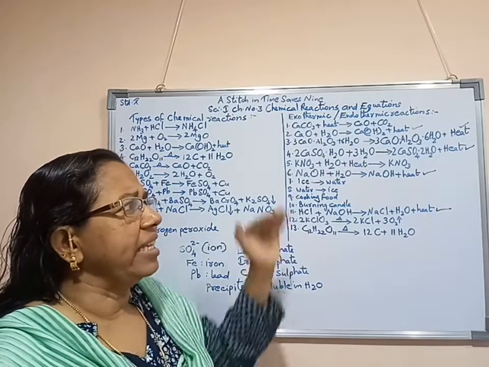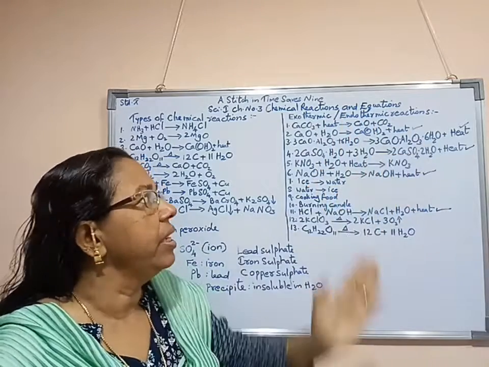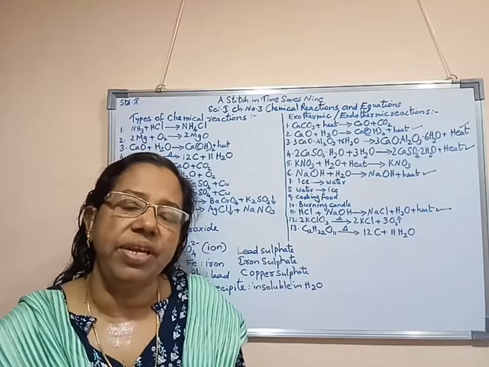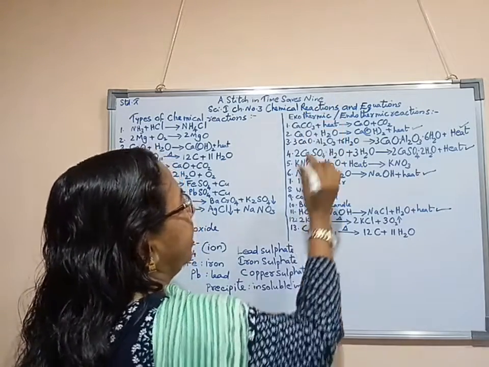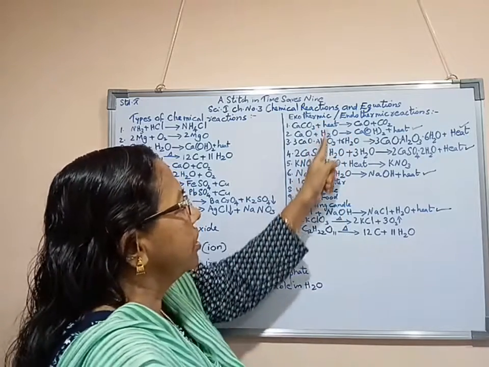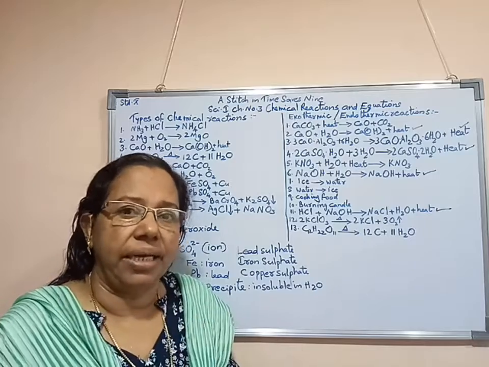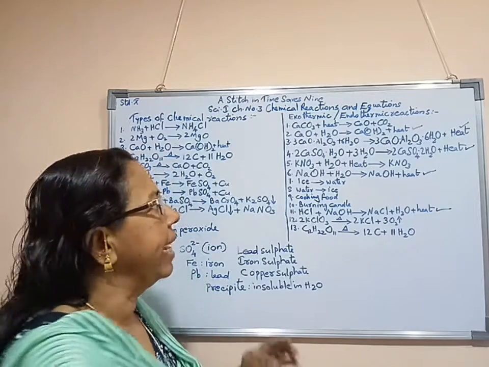Now endothermic reactions also, some examples. Here you can easily find some examples. Similarly here also, endothermic reactions easily. Wherever heat is there on the reactant side, they are all examples of endothermic reactions. And where you are supplying heat, that is also an example of endothermic reaction.